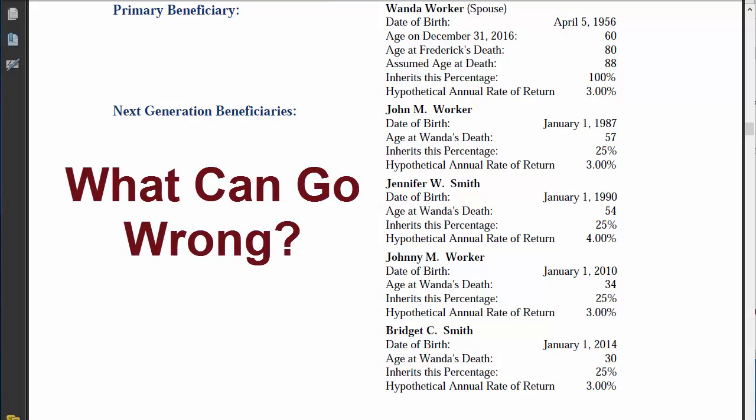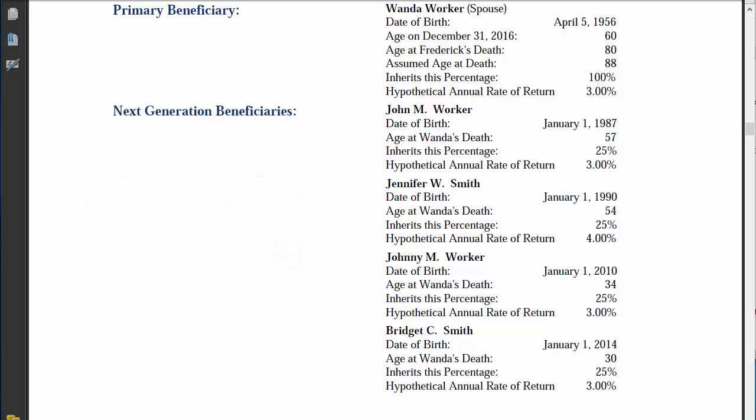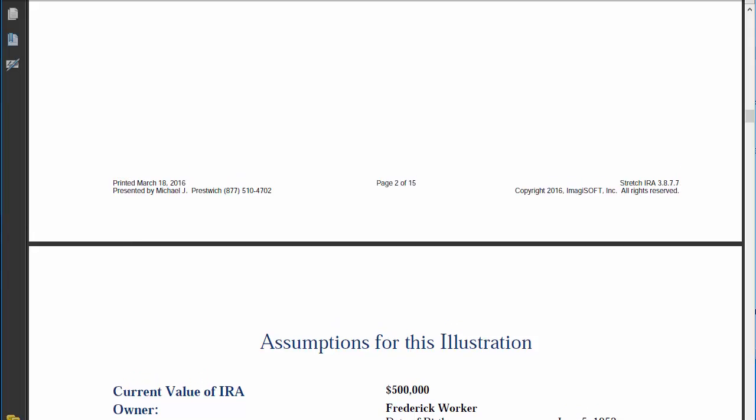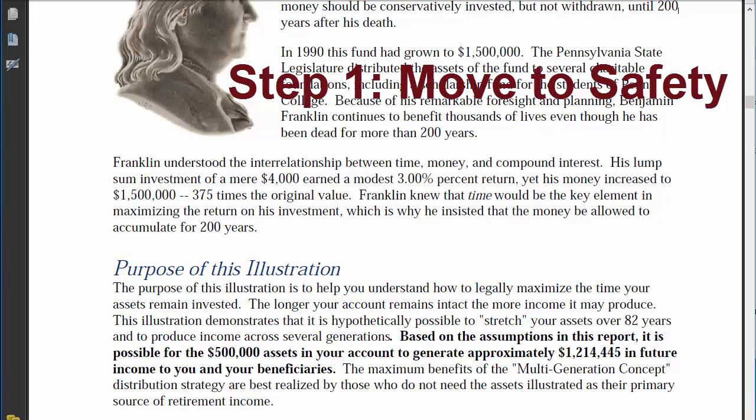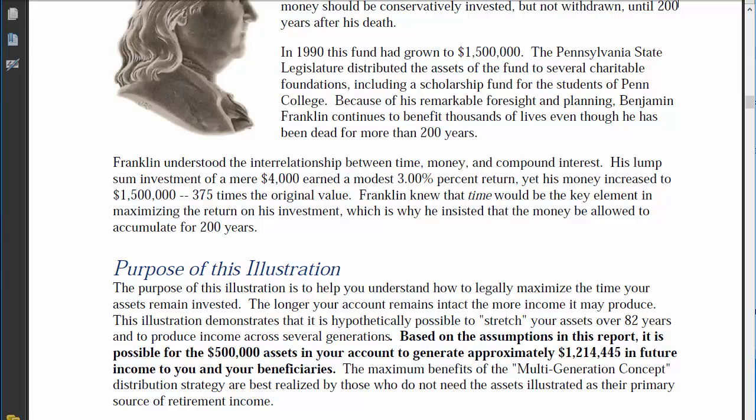Now let's discuss what can go wrong and what you can do to help your prospect prevent those things going wrong. The first thing that can go wrong, let's go back to Benjamin Franklin, is that people lose their money. Notice that Benjamin Franklin put his money aside at a very modest 3% safe rate of return. He didn't put it in real estate, stocks, or gold. It was a 3% fixed return. That's why we used a fixed indexed annuity for this illustration.